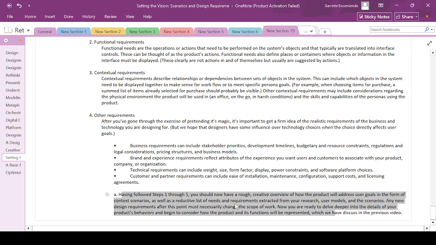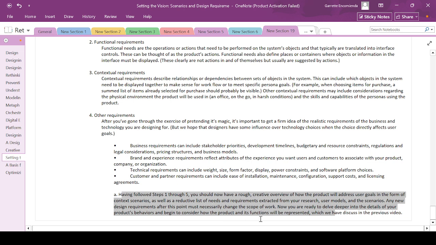Having followed steps 1 through 5, you should now have a rough creative overview of how the product will address user goals in the form of context scenarios, as well as a reductive list of needs and requirements extracted from your research, user models, and the scenarios. Any new design requirements after this point must necessarily change the scope of work. Now you are ready to delve deeper into the details of your product behaviors.